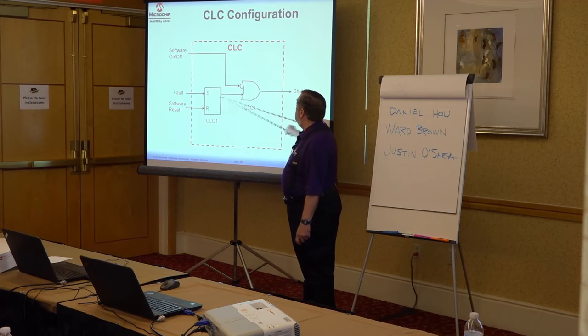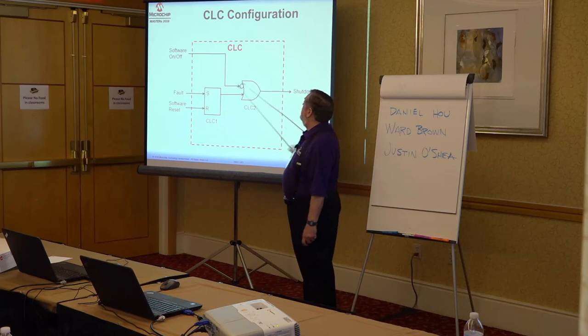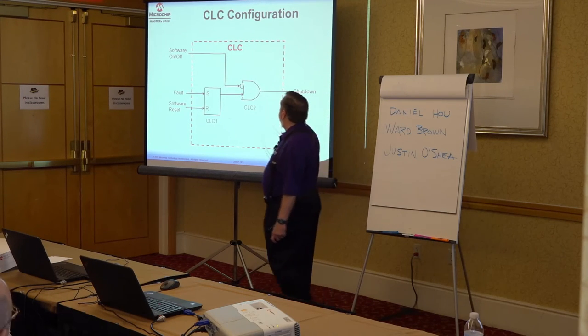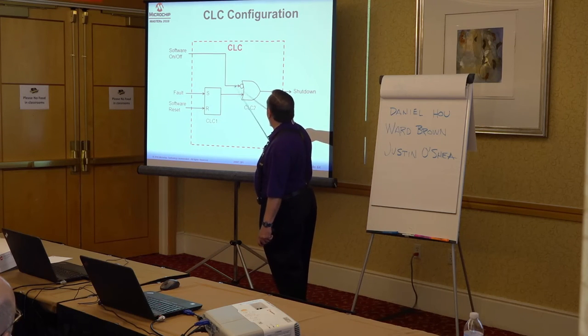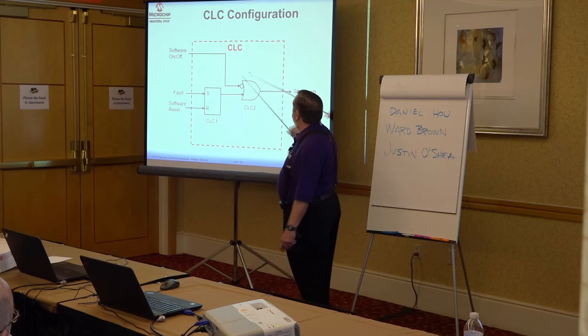If the fault is low and this goes high, then this will go low, removing the shutdown. And when this goes low, then this is low and this is low. It's also not shut down. How do I do that? I just confused myself here. When this is low, then this is high. There you go. So I shut down when this is low.